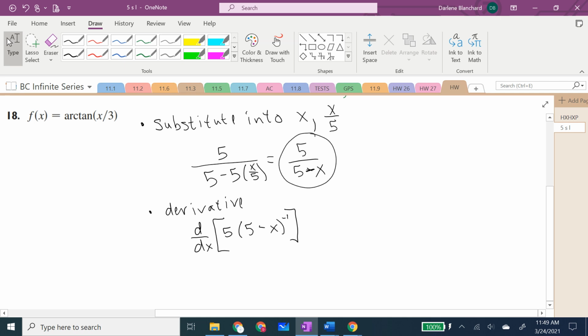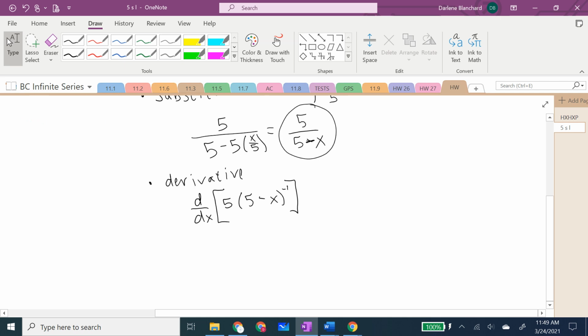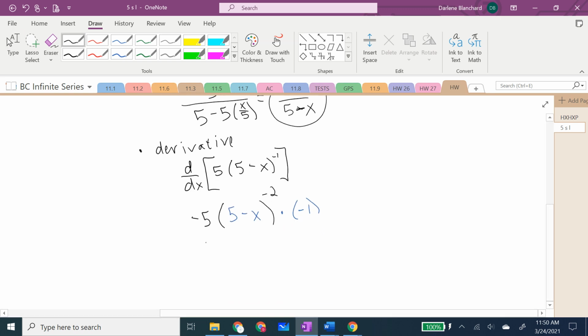And then think through the derivative. So I am getting 5 times negative 1, and then blah to the negative 2. Chain rule says shove that baby function in, multiply by the derivative of that baby function, and then let's look at what that gives us. That gives us 2 negatives make a positive 5.